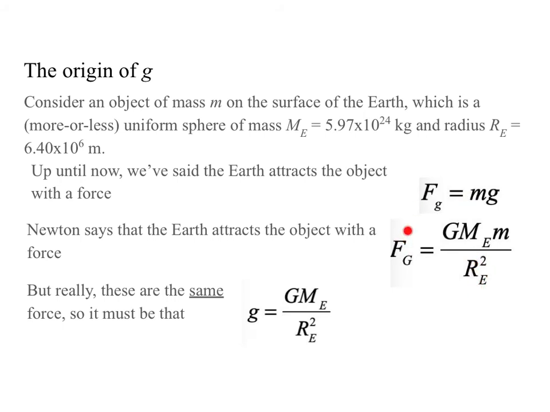But really, these are the same thing. There's only one force. These are just two different ways of talking about it. So it must be that mg equals all of this. So we can cancel out the little m's, and we get that our freefall constant is the universal gravitational constant times the mass of the Earth over the radius of the Earth squared.